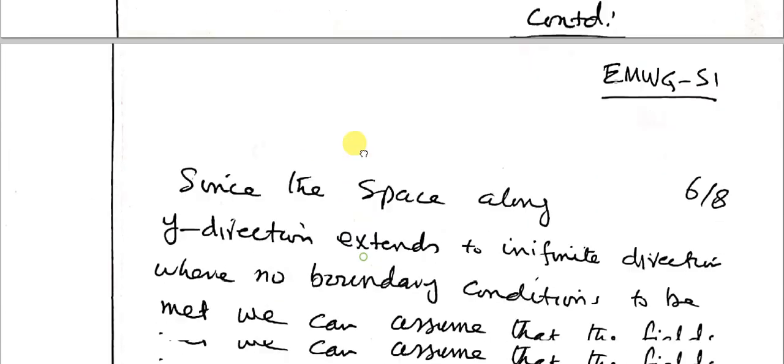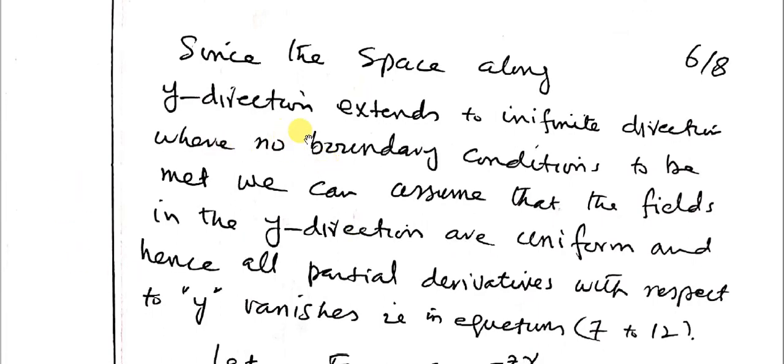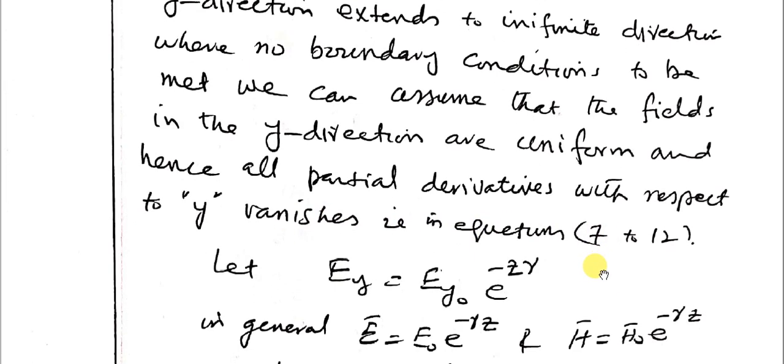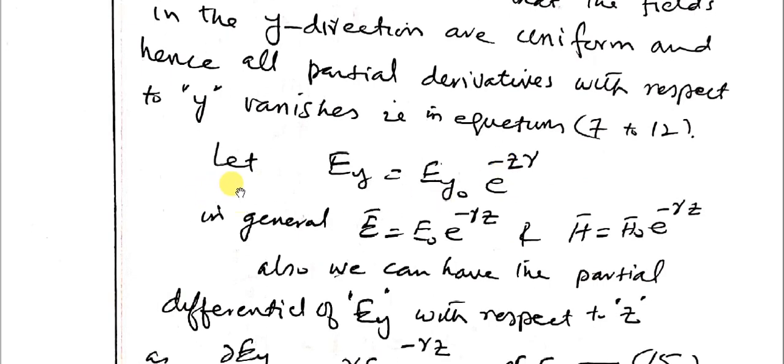Since the space along the y direction extends to infinity where no boundary conditions are to be met, we can assume that the fields in the y direction are uniform. We have already mentioned that, but again we are mentioning it, and hence all the partial derivatives with respect to y vanish in equations 7 to 12, as we have struck out those over there. Now let Ey, which we already said is a normal component, be Ey equal to Ey naught e to the power minus gamma z.